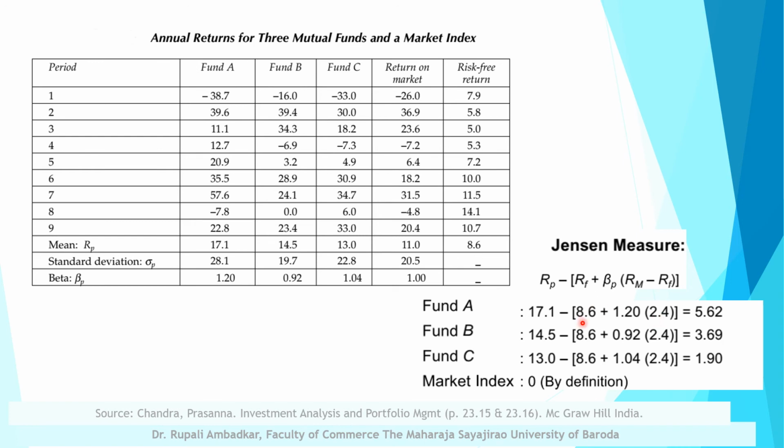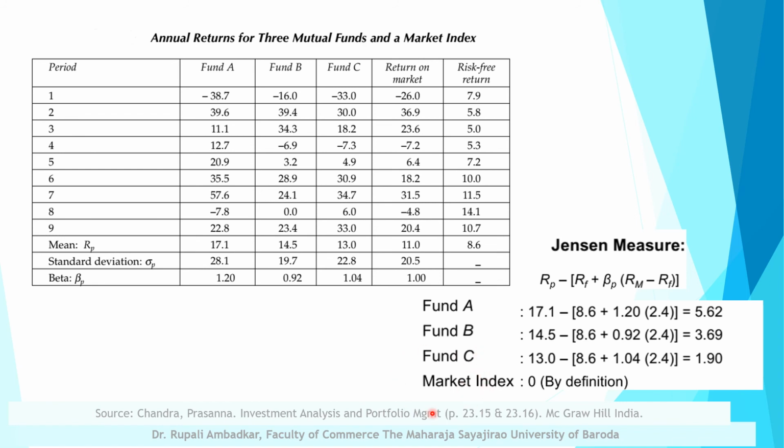We add the risk-free rate to find out the expected return as per the CAPM model for the particular portfolio. Now the difference between the actual average return and the expected return as per the CAPM model is going to give you the fund alpha, which is 5.62%. In a similar way, we can calculate for Fund B and for Fund C.